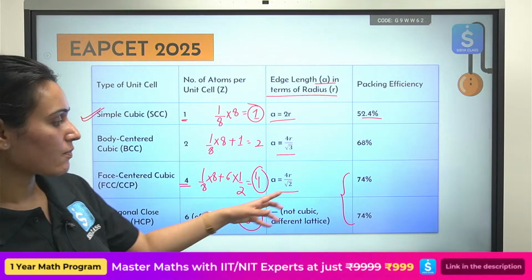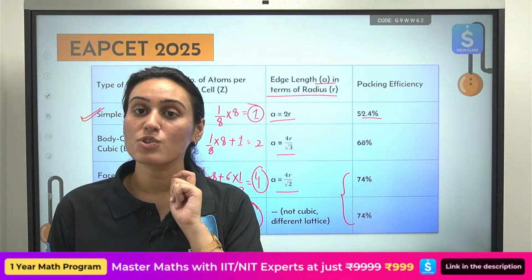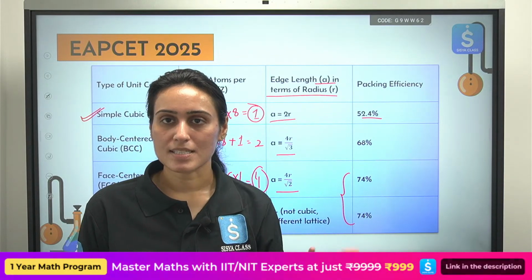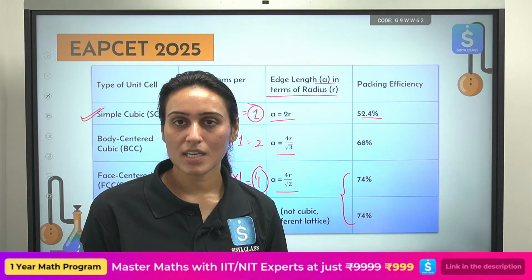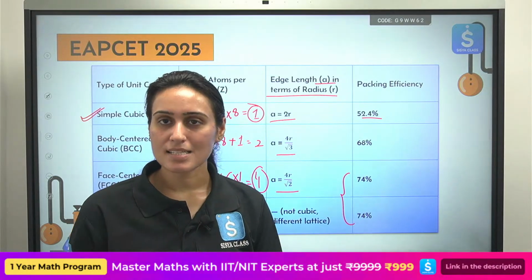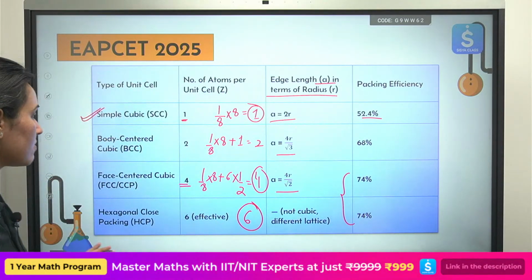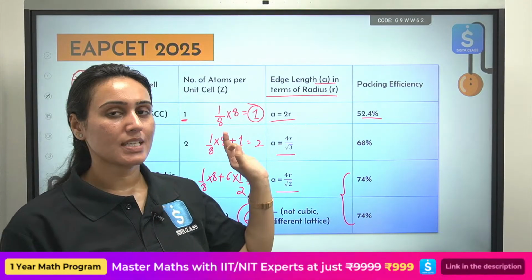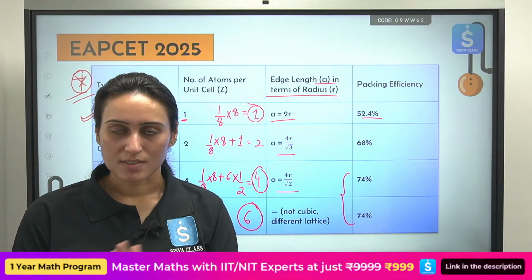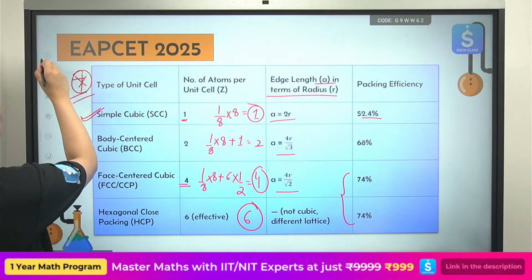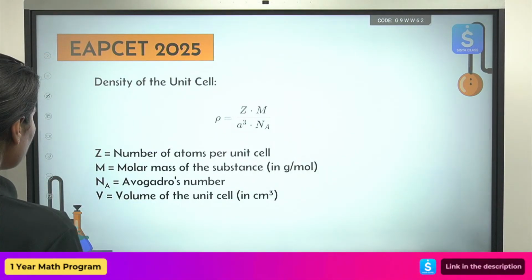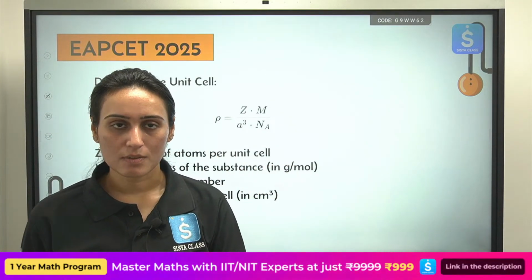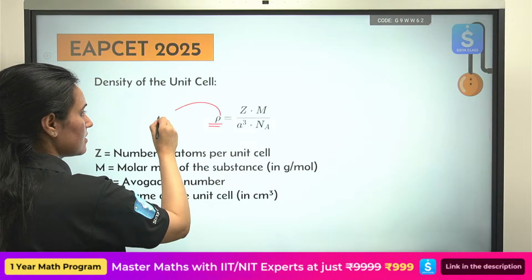FCC and HCP both have 74% packing efficiency. You should know that directly. Minimum packing efficiency is present in simple cubic because atoms are only present at the corners. Rest everything is empty. In case of BCC, it is 68%. Okay. So now please do remember this entire thing, the contribution, the edge length, and obviously the packing efficiency. Okay. See the next part. Density of the unit cell, again you should know the formula because you will find direct questions from here. Okay, this is density.